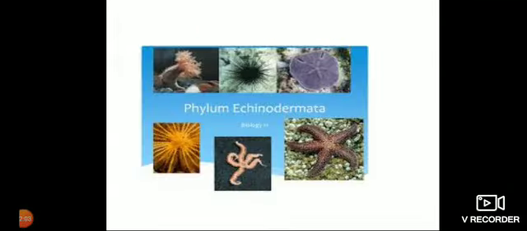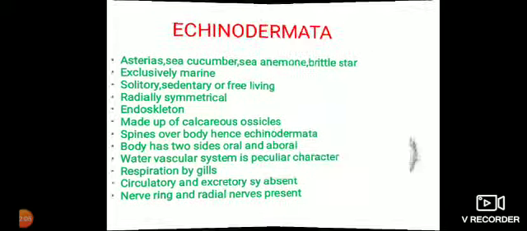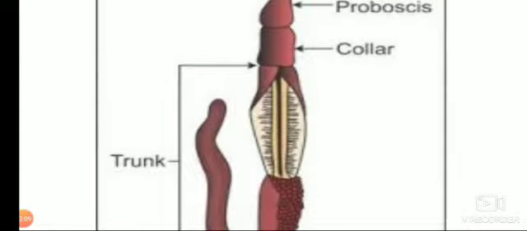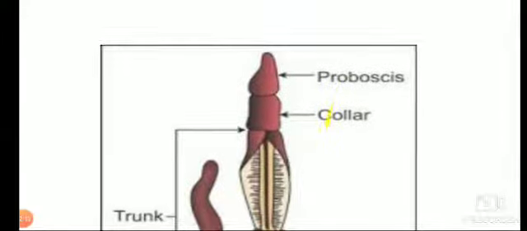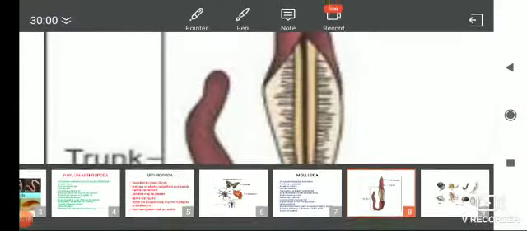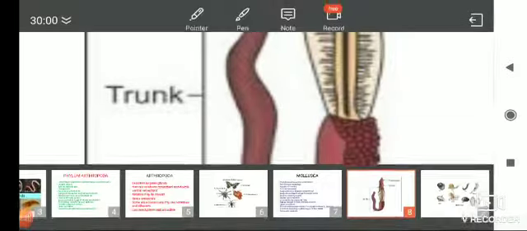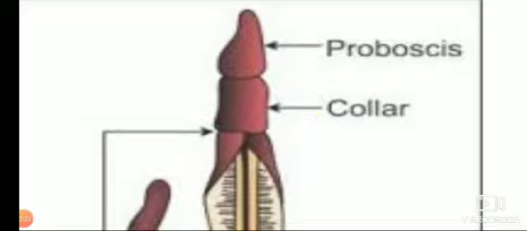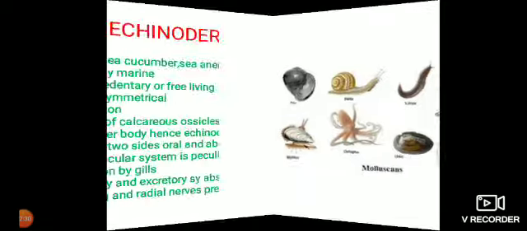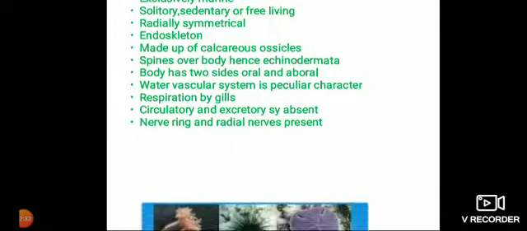Now in the SSC you have drawn the diagram of Balanoglossus. This is the Balanoglossus. The body is divided into proboscis, collar, then gills, and here the trunk. In the buccal cavity the diverticulum is present, so you can also draw the diagram of Hemichordata. Now what type of questions will be coming?